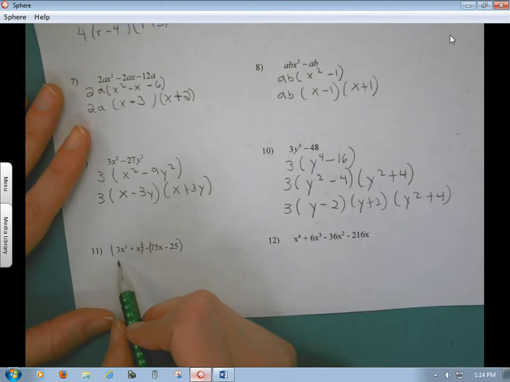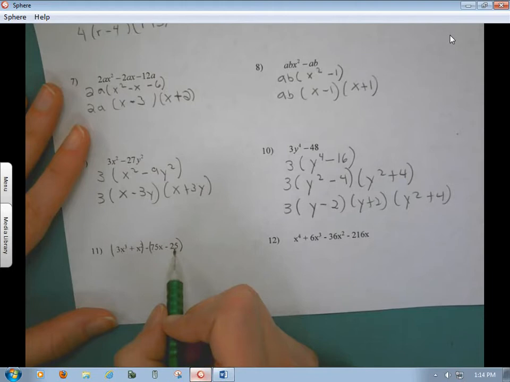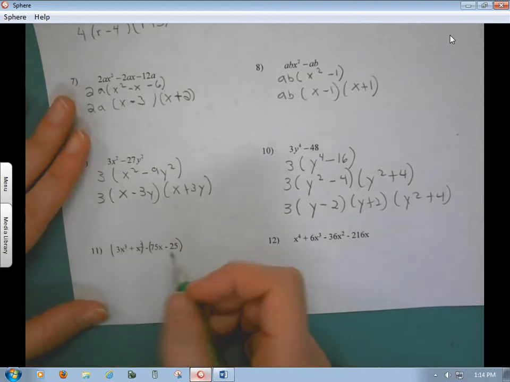Maybe you want to group, how else could you group them? You want to group the 3x to the third with the negative 25, take out a 3, and group these together and take out an x. Okay, I'm going to group them as is because I don't have to rewrite it.